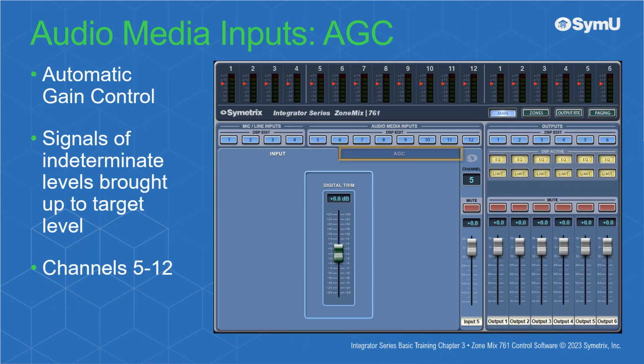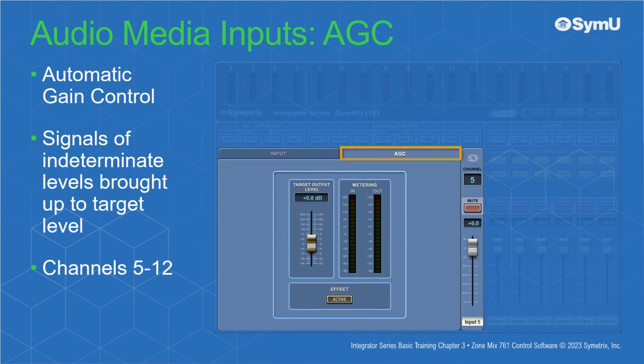AGC, or automatic gain control, is intended to take signals of indeterminate levels up to a target level while maintaining program dynamics. This feature applies to channels 5 through 12 only. Most AGCs incorporate silence detection to prevent the loss of gain reduction during silent periods. This is the single feature that separates an AGC from an ordinary compressor limiter.